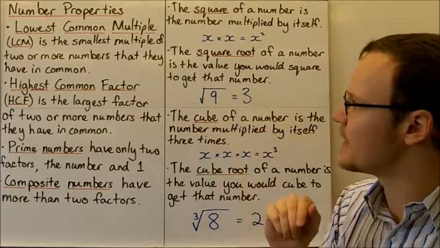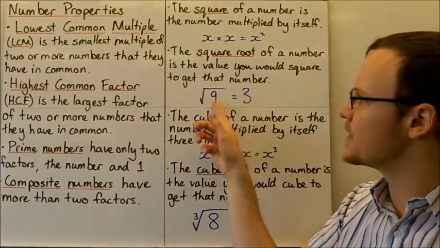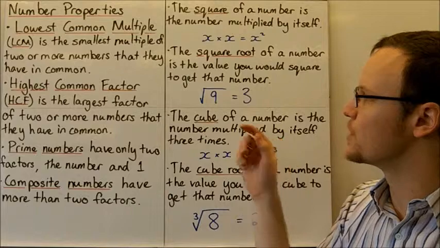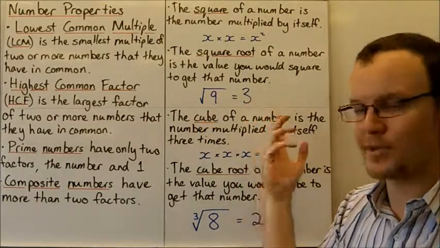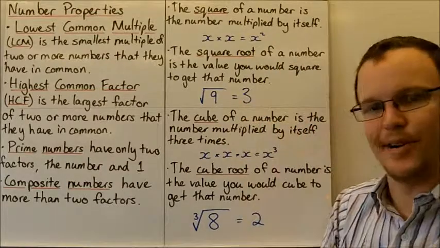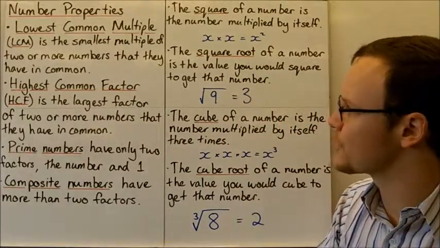It's this sort of tick symbol with the number we're square rooting underneath. So the square root of 9 is 3, and that's because 3 times 3, 3 squared, is 9. So it's going back in the opposite direction.